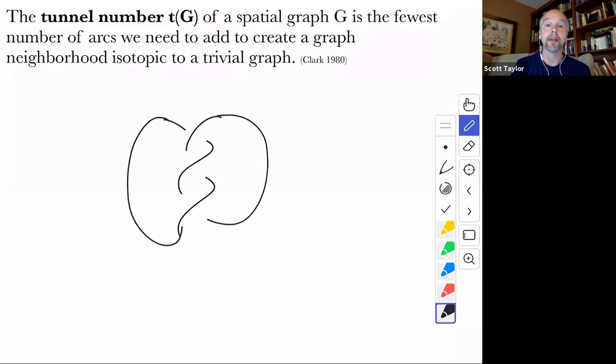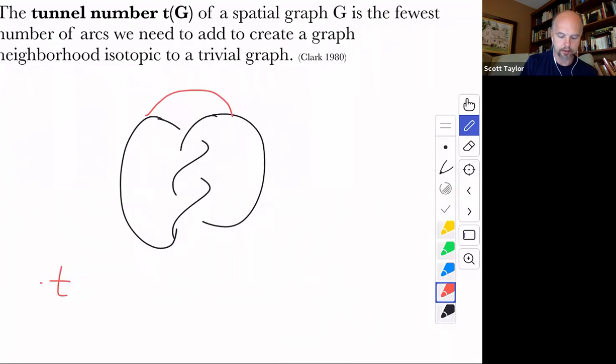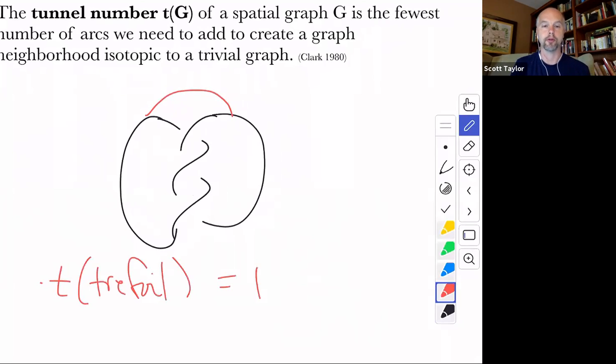The trefoil knot is not the unknot, so it can't have tunnel number 0. But we've seen that when I attach this other arc to the top there, I create a spatial graph that is neighborhood equivalent to a trivial graph. And so we see that the trefoil knot has tunnel number at most 1 because there's a tunnel, and it has tunnel number at least 1 because the trefoil is non-trivial.